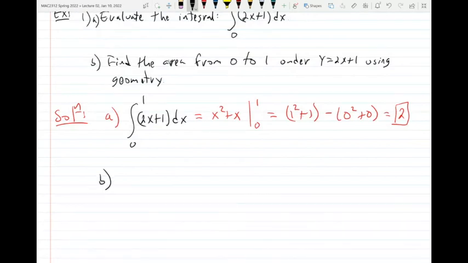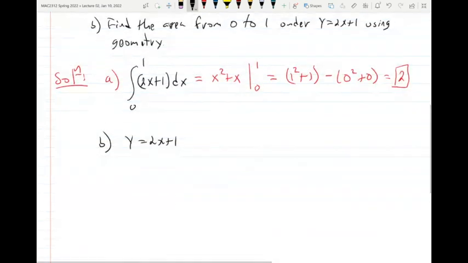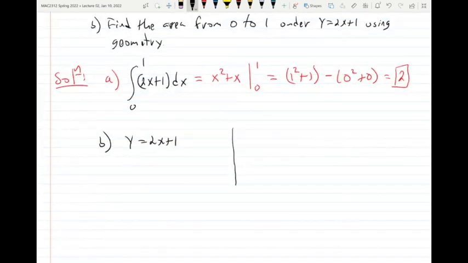So part B, we have the function y equals 2x plus 1. To be able to do this, we need to graph it, right? And then see what's going on. So what type of graph is this? This is a line. And remember, to draw a line, all you need are 2 points. In this case, we can use the y-intercept and the slope to sketch this. The y-intercept is 1, so it goes here, and then the slope is 2.